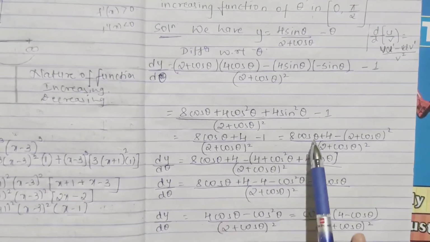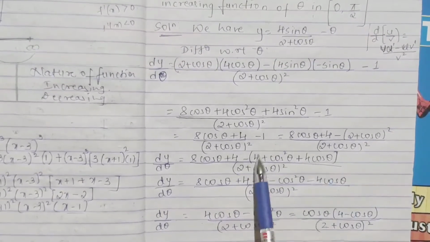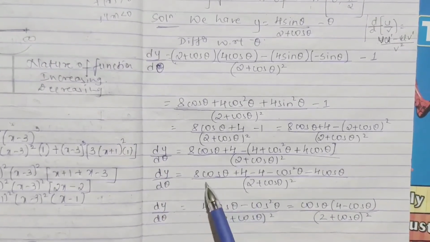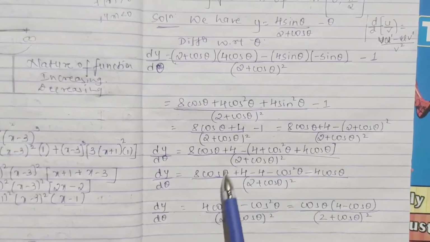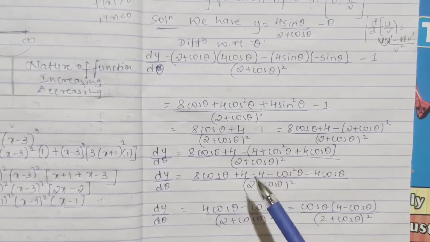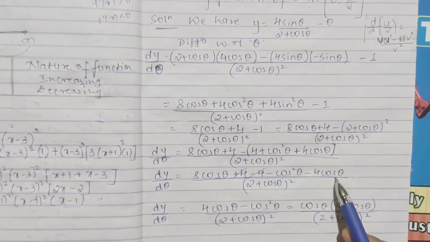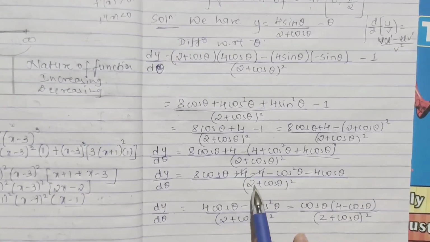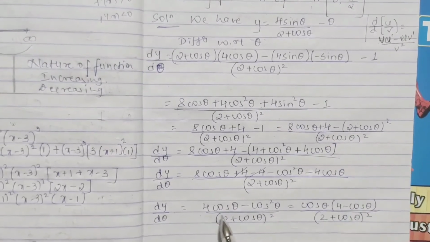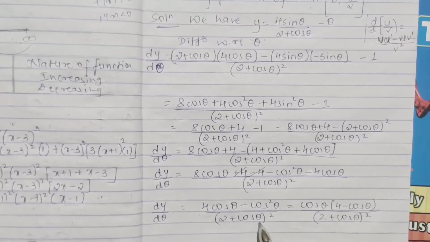So now keep here 8 cos theta plus 4, simplify this, apply the a plus b whole square formula. So you get this whole divided by 2 plus cos theta whole square, the denominator kept as it is. Now multiply your minus sign: 8 cos theta plus 4 minus cos square theta minus 4 cos theta. So here you see plus 4 minus 4 cancels, and you have 8 cos theta minus cos square theta minus 4 cos theta, whole divided by, again, the denominator 2 plus cos theta whole square. 8 cos theta minus 4 cos theta, you get 4 cos theta, and this is minus cos square theta, whole divided by 2 plus cos theta whole square.